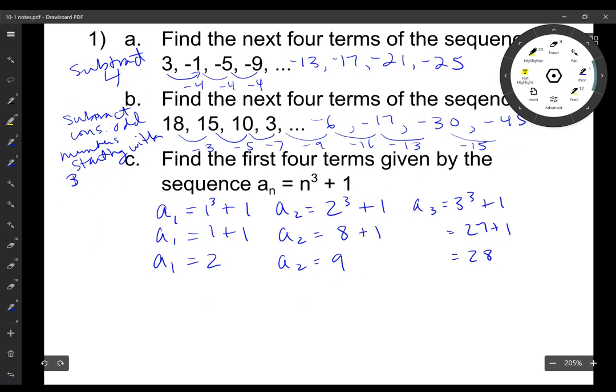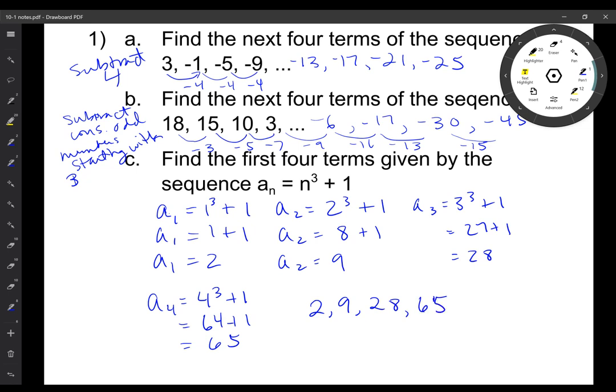Not quite enough room for a sub 4. 4 cubed plus 1 is 64 plus 1 is 65. So then I do want to list them out like I would for a sequence. So I'm going to write 2, 9, 28, 65. So those are my first 4 terms of the sequence.